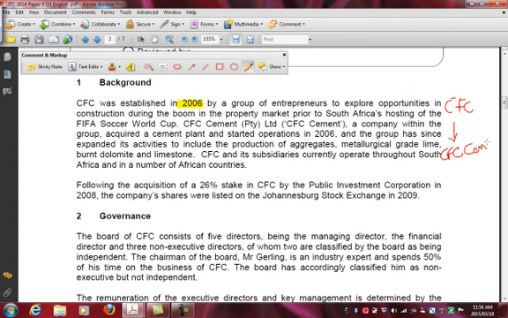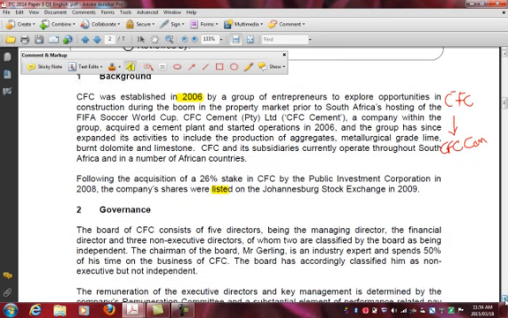Following the acquisition of a 26% stake in CFC by the Public Investment Corporation in 2008, the company's shares were listed on the JSE in 2009. Okay. Whenever something is listed, there are specific listing requirements, and this is a risk. Okay. Also, the fact that the company is in a group of companies is a risk because of all of the consolidating transactions and the complex consolidation accounting.